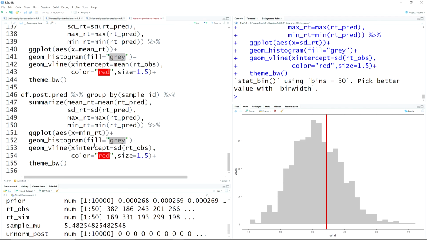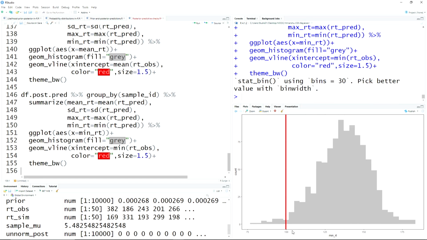Let us see what happens with min RT and take min RT obs. Okay, so this has the same problem. The min RT in the observed data is very small, but the posterior predictive checks say that this can be larger, right? So it does not do really well in this particular aspect. And there is a reason why it doesn't do well, because in reality, the observed data in these decision time experiments do have shifted reaction times, and that was not taken into account when we generated this data. We can come back to that point later.